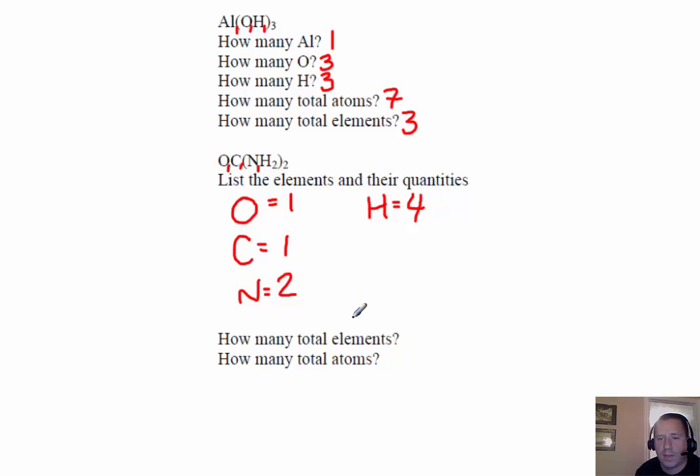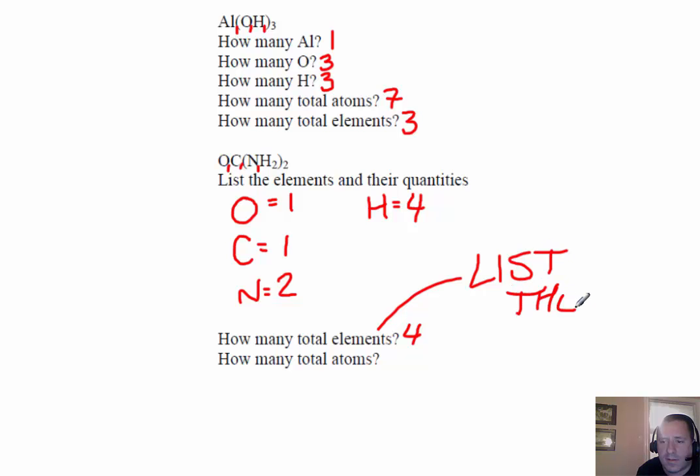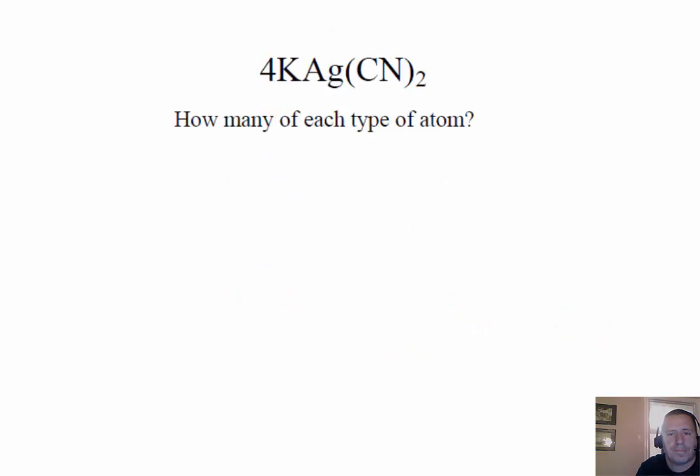How many total elements? In this case, we have 1, 2, 3, 4. Whenever I ask about elements, remember, the key word to elements is to list them. How many total atoms? 1, 2, 3, 4, and 4 is 8. Now we're going to put all of it together. And it really doesn't get any more complex.